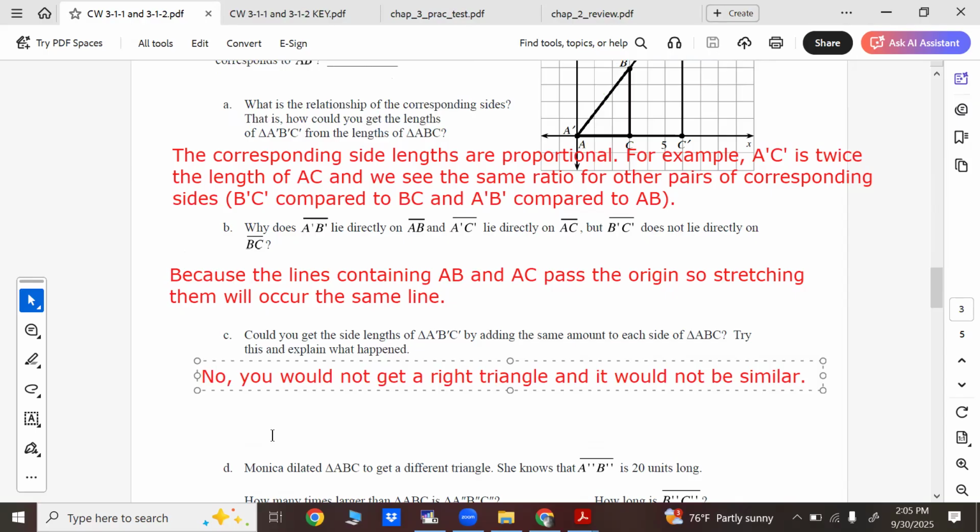For C, could you get the side lengths by adding the same amount? No, you don't want to add the same amount because then you wouldn't be proportional. For example, what if I had a 3, 4, 5 triangle, which is by the way a right triangle? What if I added just 3 to each of those sides? That's not going to be a right triangle anymore.